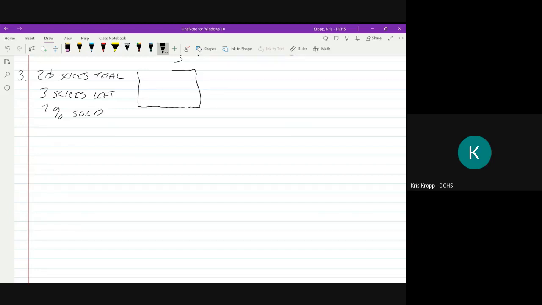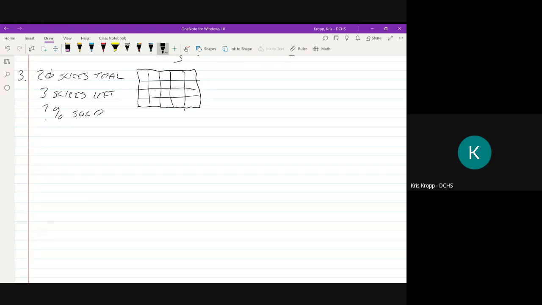I think that I can make this problem very, very easy for you if I draw a picture. Okay, there's my 20 equal size slices. And they're all equal. Right, class? Say yes. Thanks, Will. I know I'm not a great artist, but I'm trying.